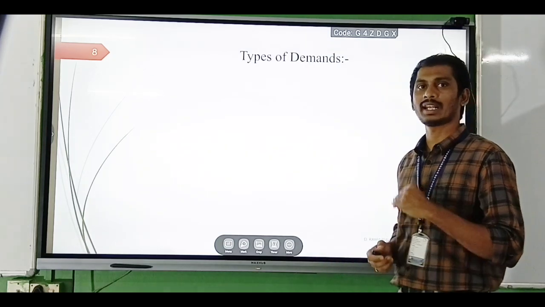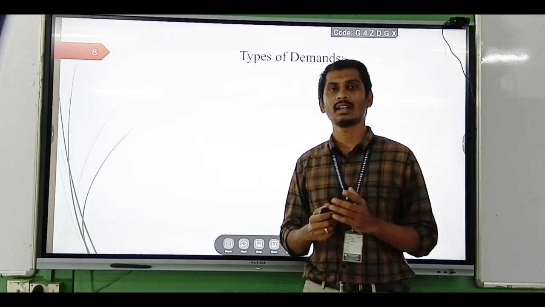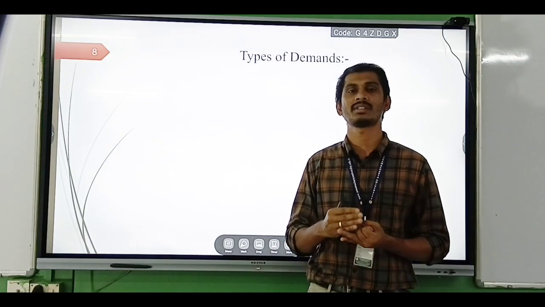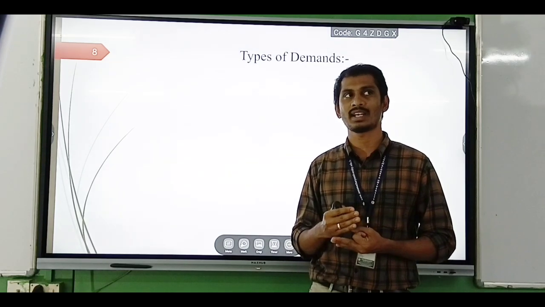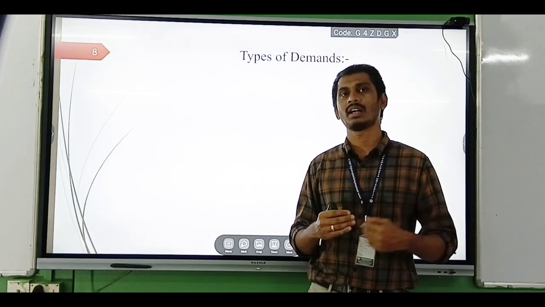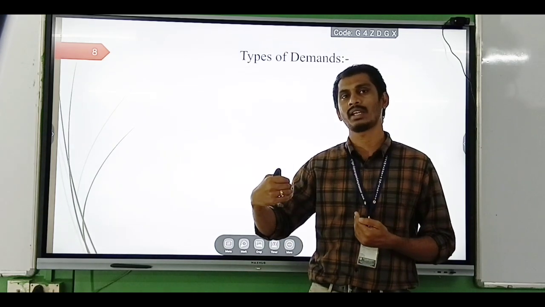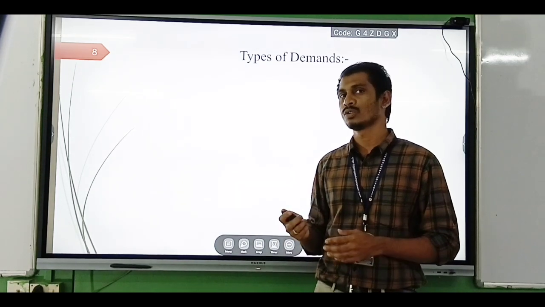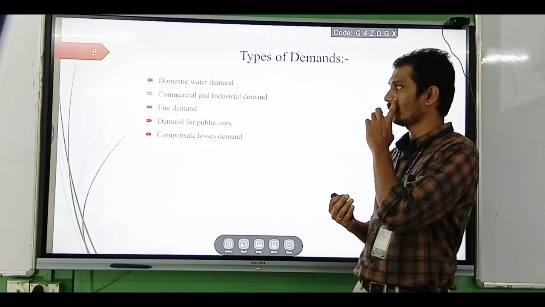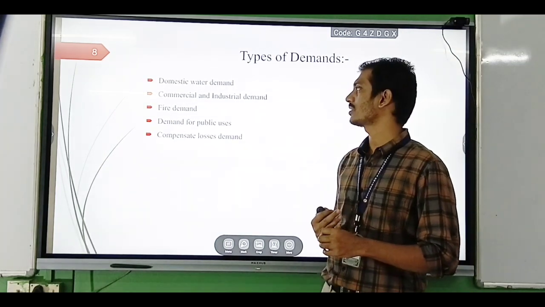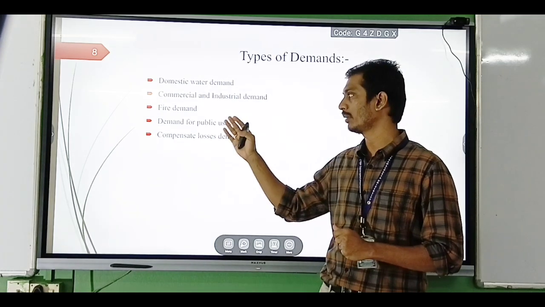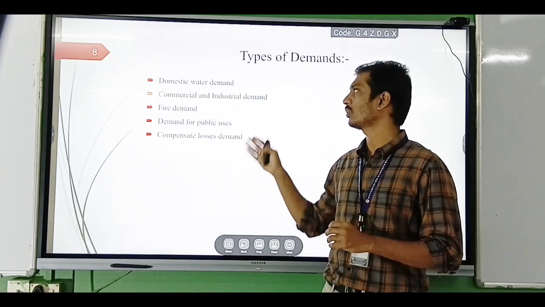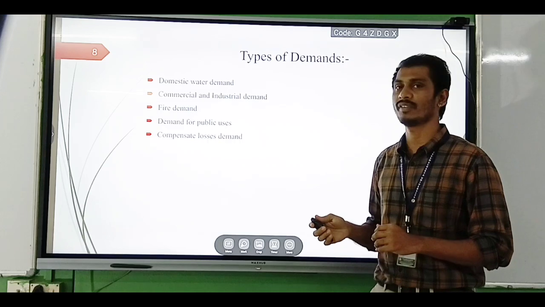Next we will go with types of demand. In general we use water for many purposes, like domestic, commercial, industrial and institutional purposes, as well as for fire demand. Some of the water that the municipality supplies is lost in between due to leakages and so on. So the general classification of these demands is: first, domestic water demand; second, commercial and institutional demand; third, fire demand; next, demand for public users; and next, compensated losses demand. These are the general classification of water demand.